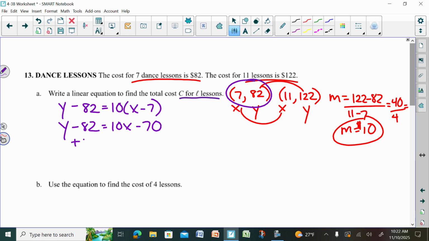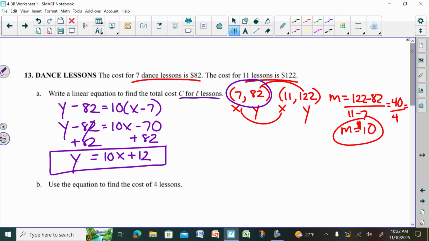We're going to add 82, and some of you guys are clever enough to have figured out that it was going to be $12, right? I need to see the work, though. I'm giving you nice, easy, nice number problems so that you can figure it out nicely. But at the same time, if they weren't nice numbers, you could still go through this process and figure it out. So this is the equation. Now, if we wanted to write it in terms of cost and lessons, the total cost equals $10 per lesson plus the $12.